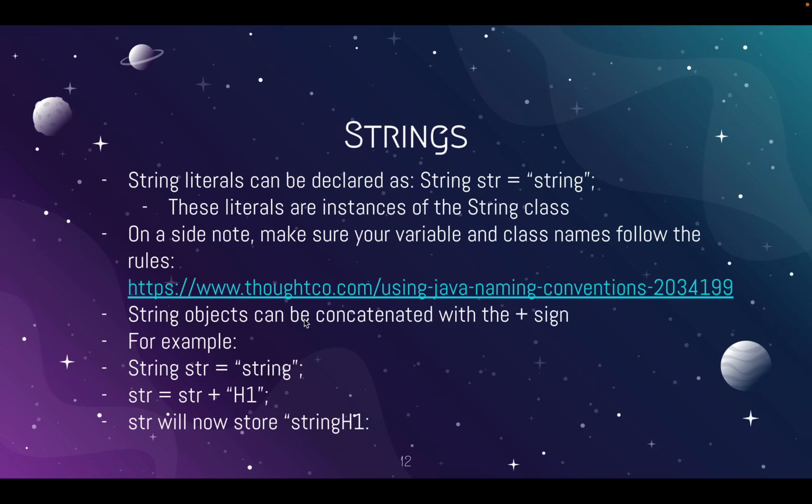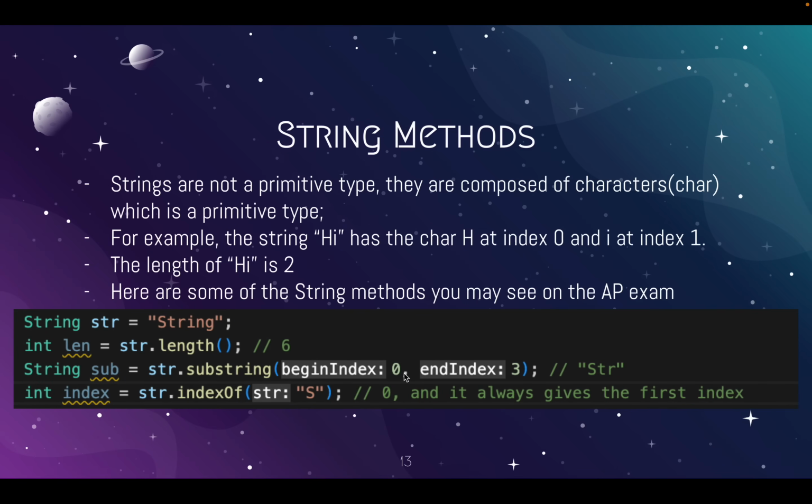So string objects can be concatenated. That basically means you add two strings together. For example, here, what I did right now, string will now be string hi. String methods. Strings are not a primitive type. They are composed of characters, which is a primitive type, however. A string is just a list of many characters. So for example, the string hi has the char h at index 0 and the char i at index 1. The length of hi is 2.